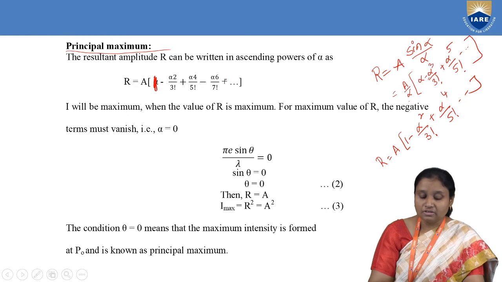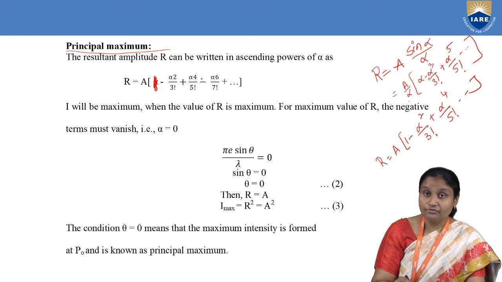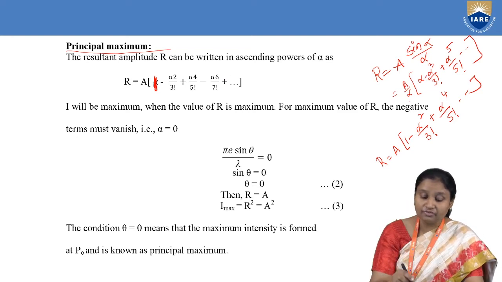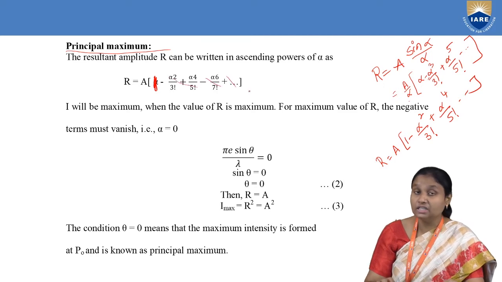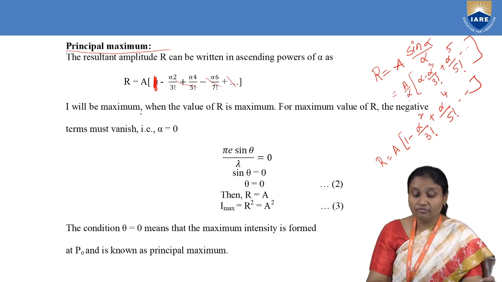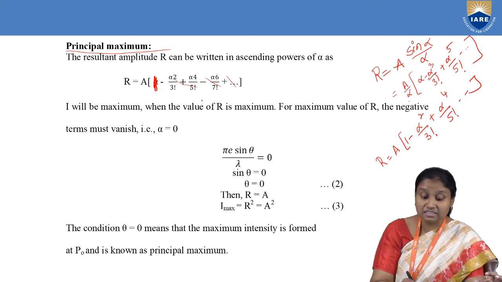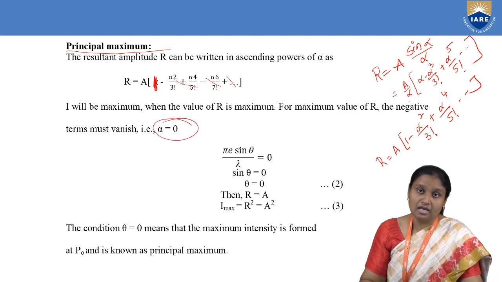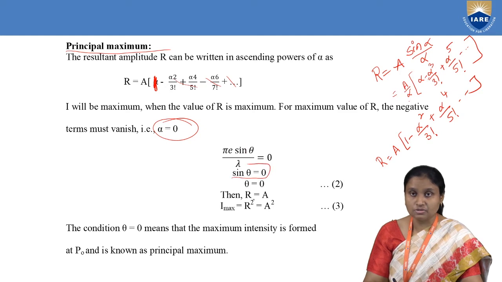Here, when will this resultant amplitude be maximum? As you can see, we have powers of alpha, and here the powers of alpha are very small. If I can neglect all these powers of alpha, then I can have maximum amplitude. So I can say that intensity, or the value of R, will be maximum if I consider alpha to be 0. This is the condition to get maximum amplitude. And we know that alpha is pi by lambda e sin theta. From this I end up having sin theta equal to 0, and this is nothing but theta equal to 0.